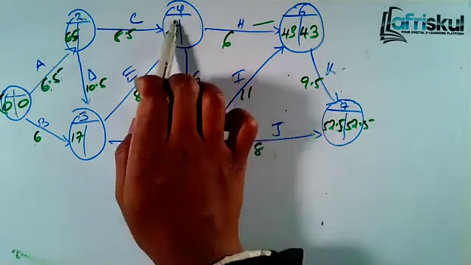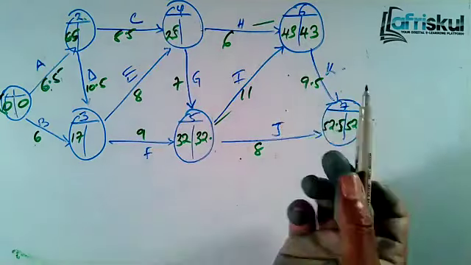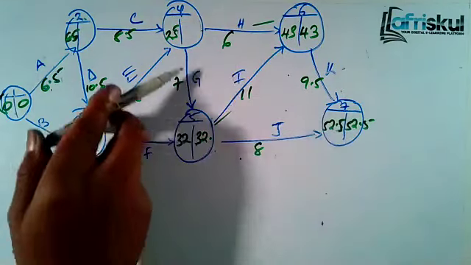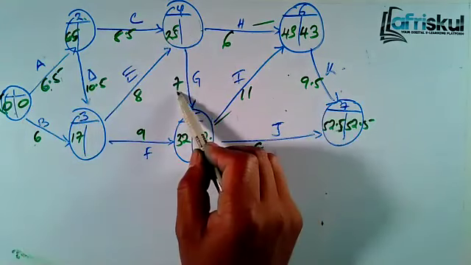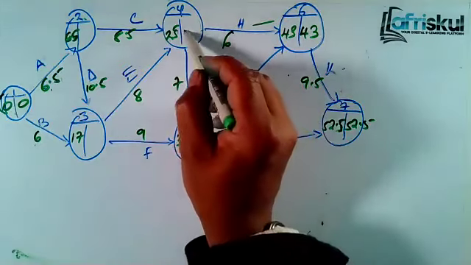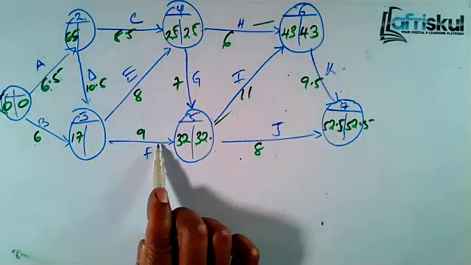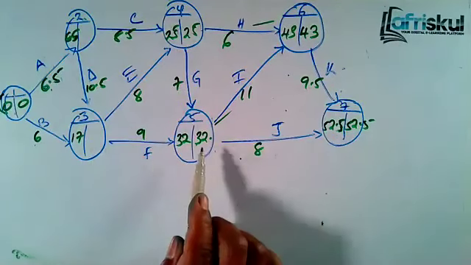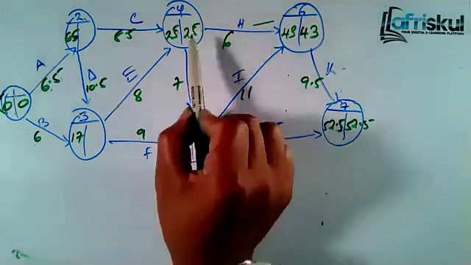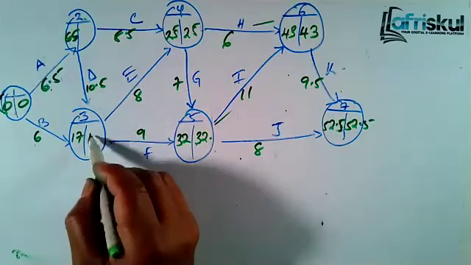From 5, you go to 4. 4 had 2 outgoing variables. You take the minimum. So 43 minus 6, you get 37. Then 32 minus 7, you get 25. So the least is 25. From 4, we go to 3. 3 has 2 outgoing variables. So from there, you take the minimum. 32 minus 9, you get 23. Then we have 25 minus 8, you get 17. So the minimum is 17.